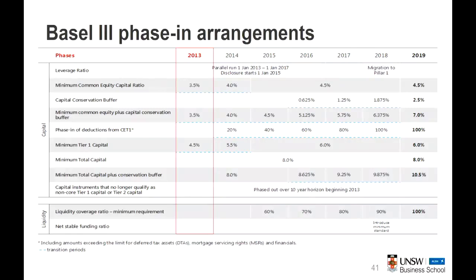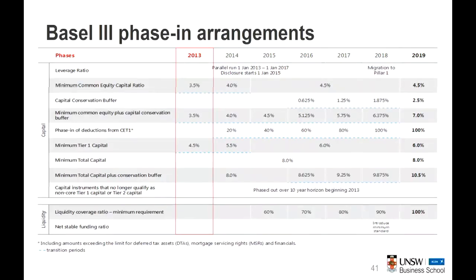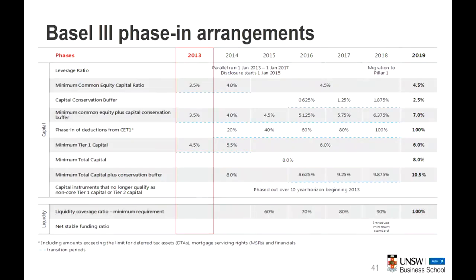Your minimum Tier 1 is 6%, and your minimum common equity Tier 1 is 4.5%. And the capital conservation buffer is all common equity Tier 1. So fundamentally, that means your common equity Tier 1, so ordinary shares, has to be at least 7%. And total capital has to be at least 10.5%.